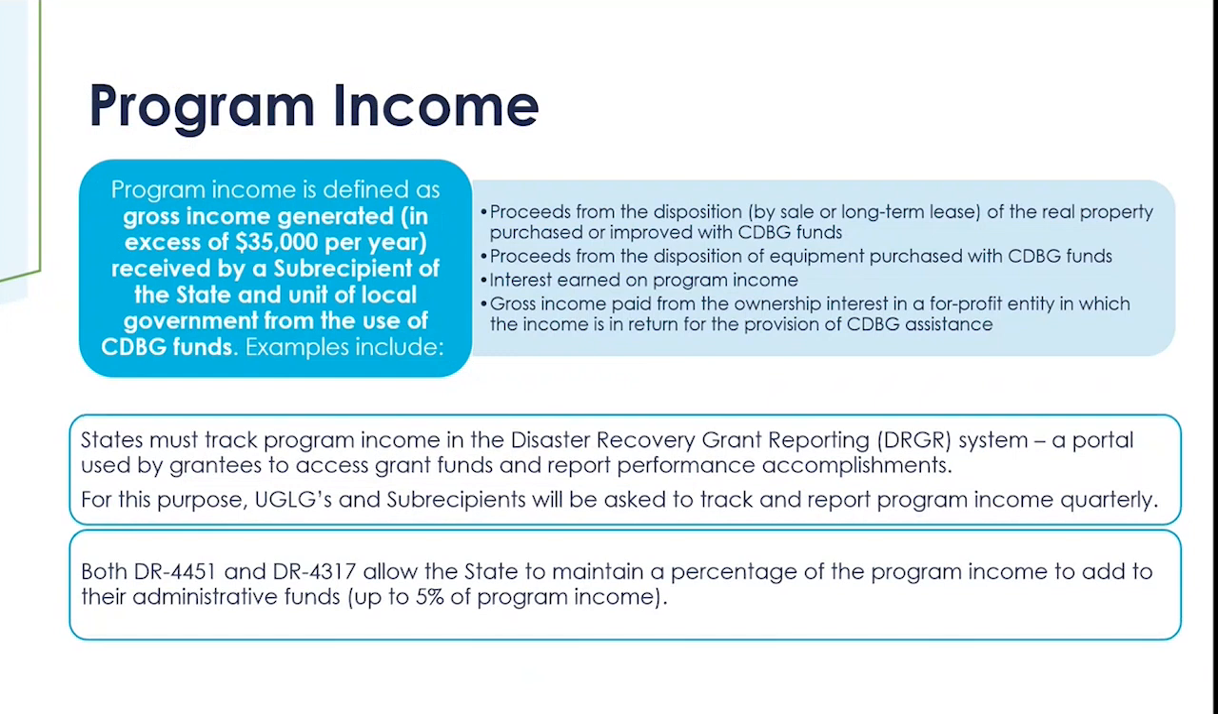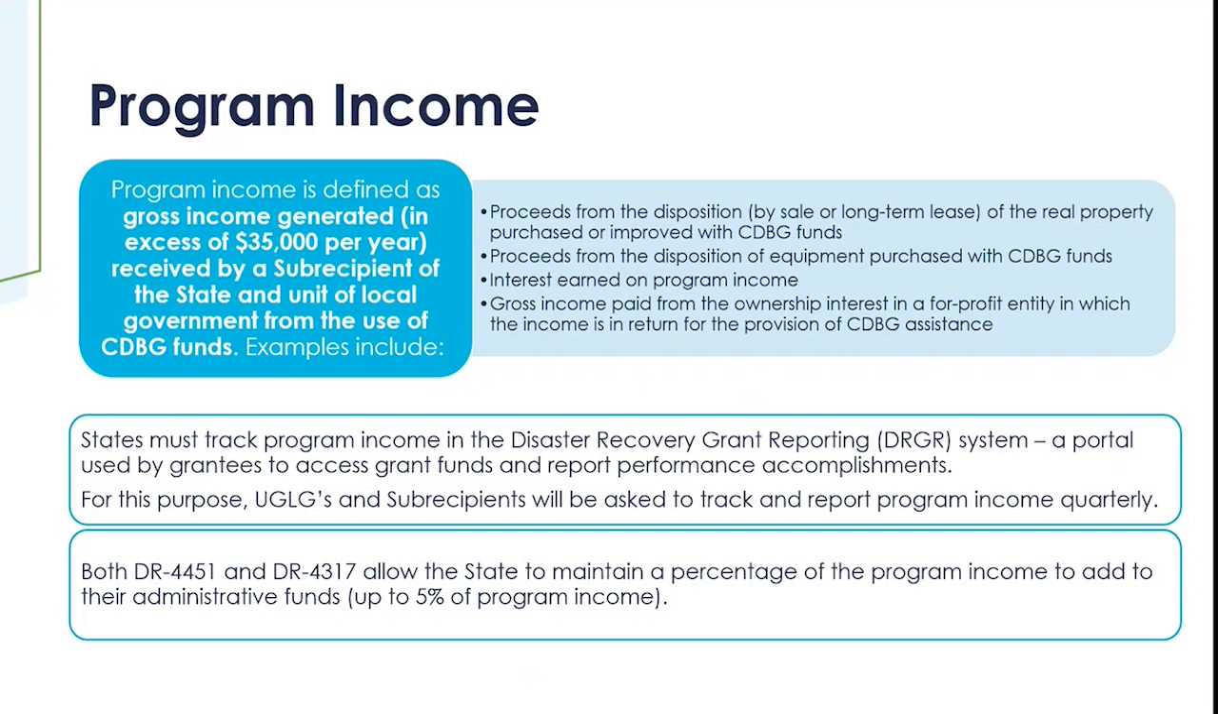Another category is program income. And program income occurs when you actually make money when you're using CDBG funds. Administrative actions are required when you generate more than $35,000 in any 1 year. Program income typically occurs if you sell land that was purchased with CDBG funds or if you earn interest on deposits of CDBG funds. Anytime you make money and that money totals more than $35,000, you're subject to the rules of program income.